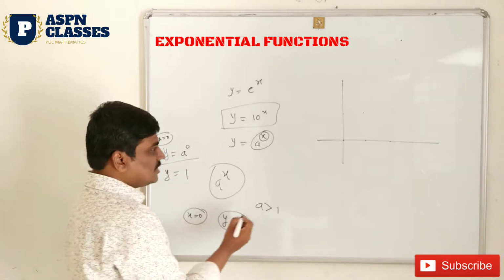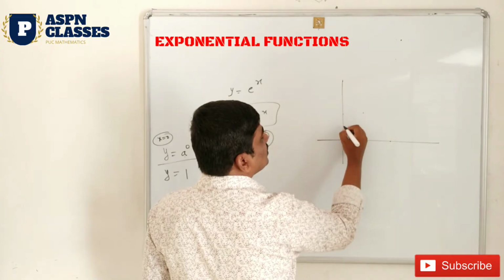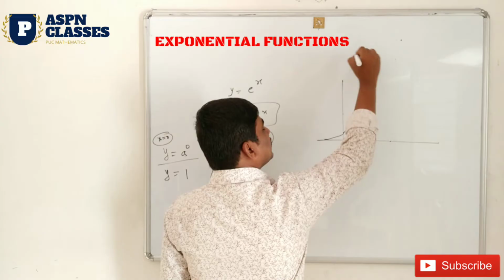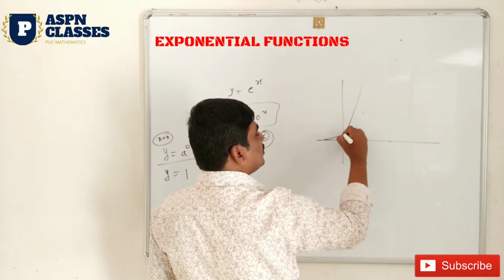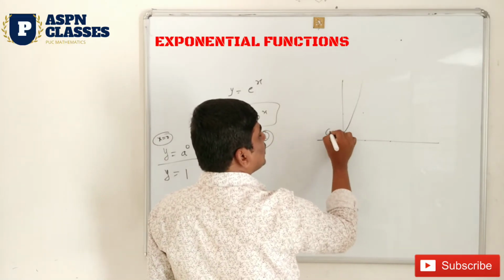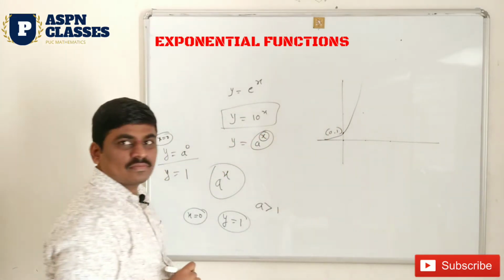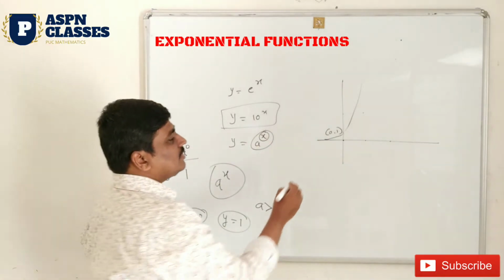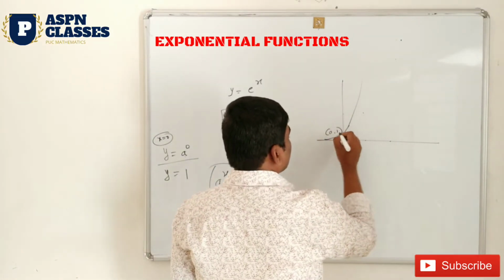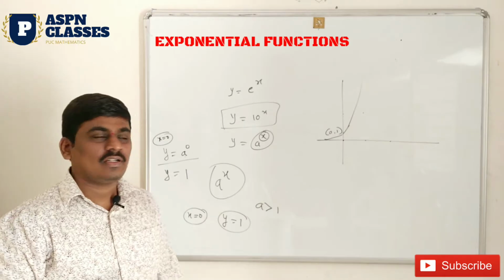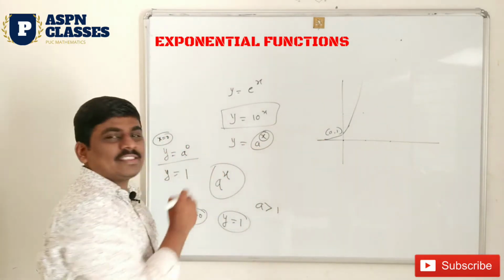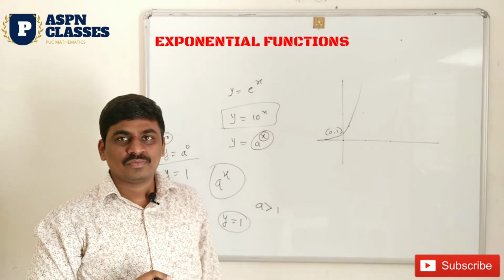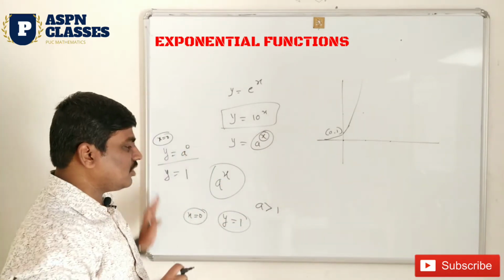So the point is x is 0 and y is 1, and all the graphs start with this point. All the exponential graphs start this way, and they never come into the negative section. On the left-hand side the graph gets near to negative but does not go to negative values. So this is the exponential concept.